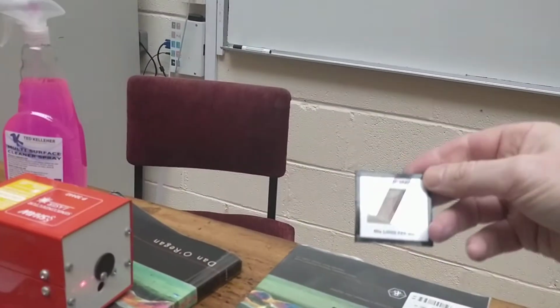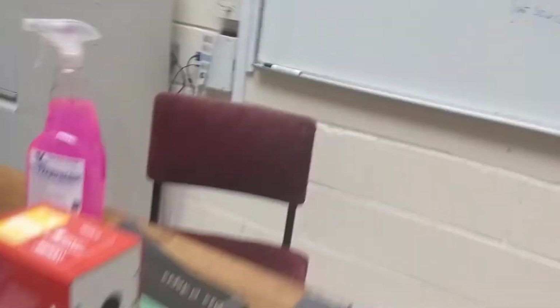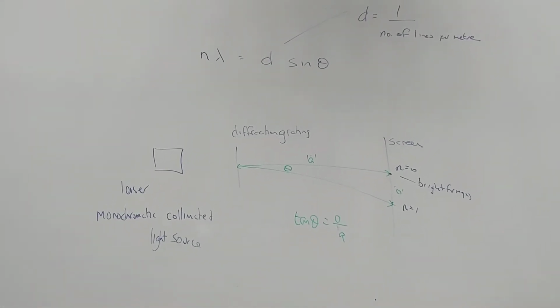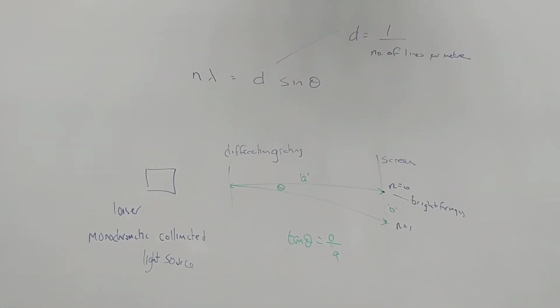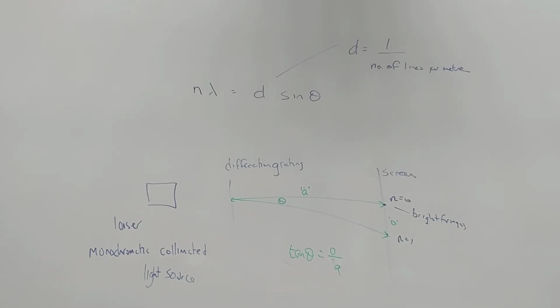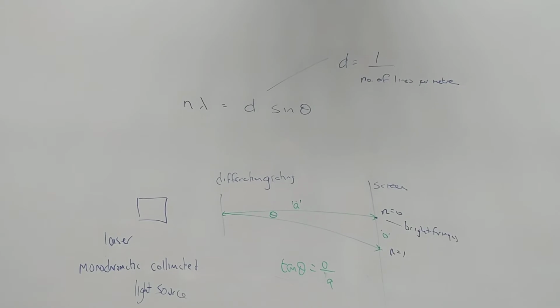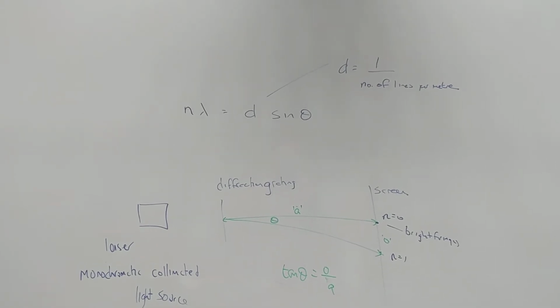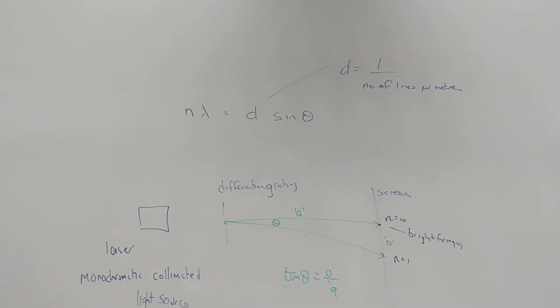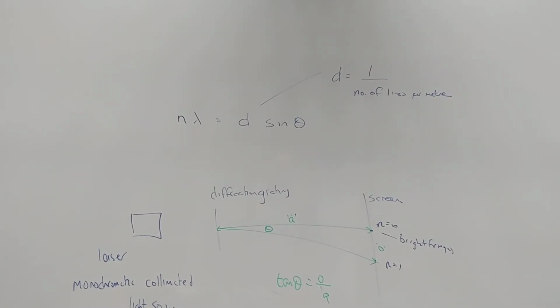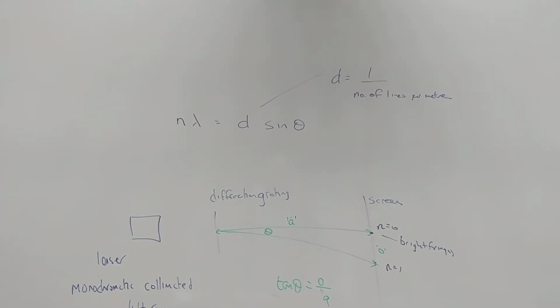If I increase it to 600 lines per millimeter, the distance between the slits will be smaller. The wavelength will be the same, so n lambda on the left will be the same. The distance between the slits will be smaller because there are more lines per millimeter. Therefore d sin theta has to stay the same, because n lambda on the left is the same. So the angle should be bigger. If you make the distance between the slits smaller, the angle should be bigger.